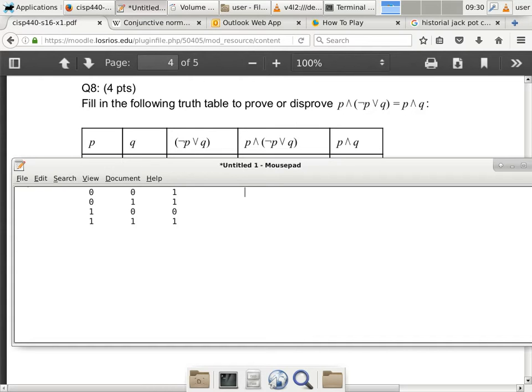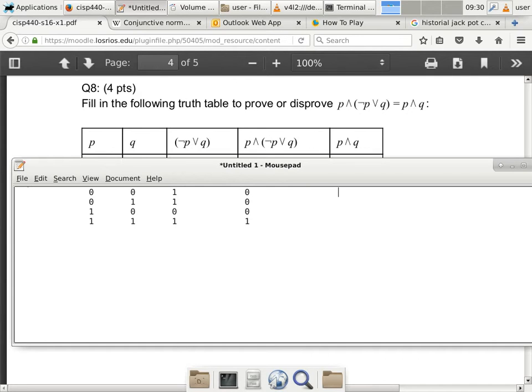Because we have P being false here, the whole thing has to be false. Same reason this entire thing is false on the second row. And on the third row, we have not P or Q itself being false, so the entire thing is going to be false. But on the last row, we have P being true, but not P or Q is true as well. So we have the conjunction itself being true.